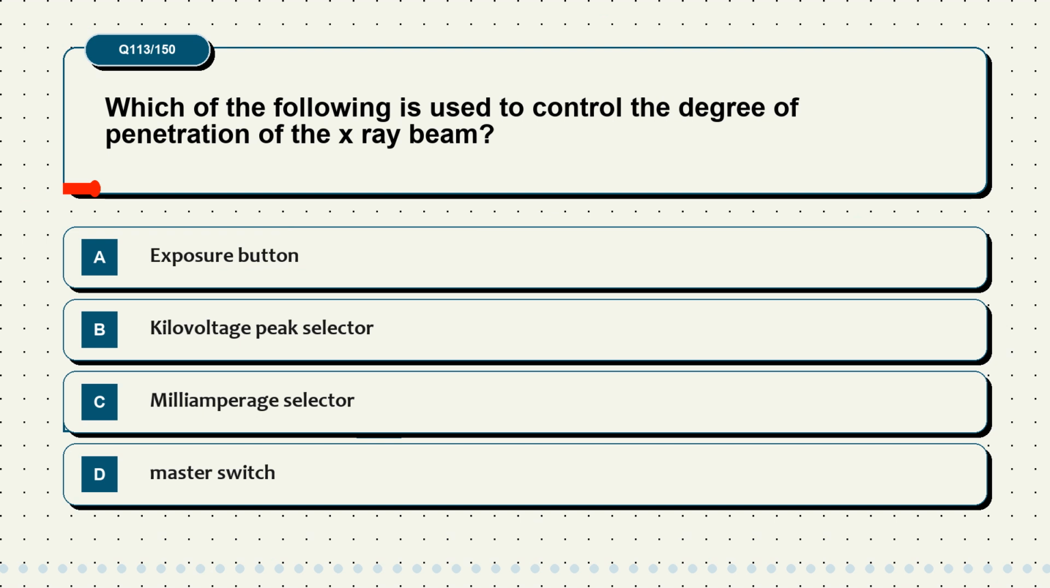Question 113. Which of the following is used to control the degree of penetration of the X-ray beam? Here are the options. Option A. Exposure button. Option B. Kilovoltage peak selector. Option C. Milliamperage selector. Option D. Master switch.